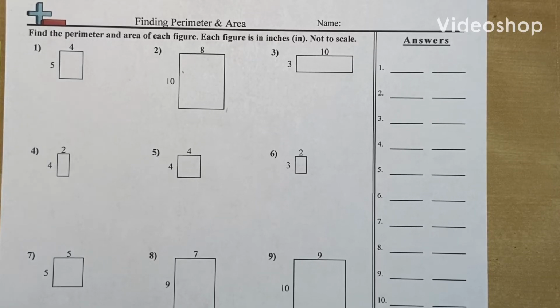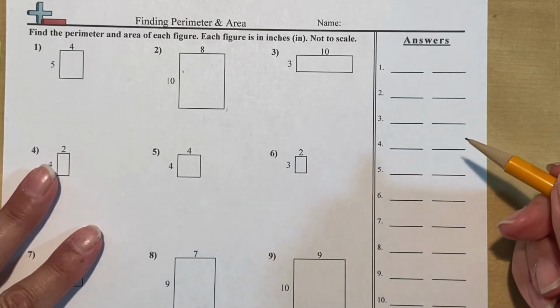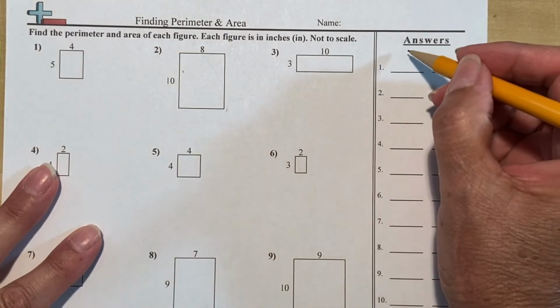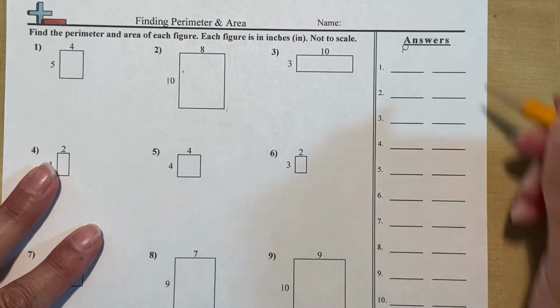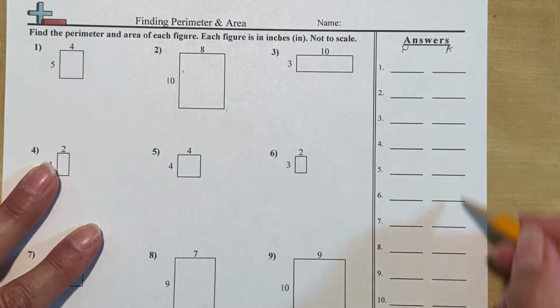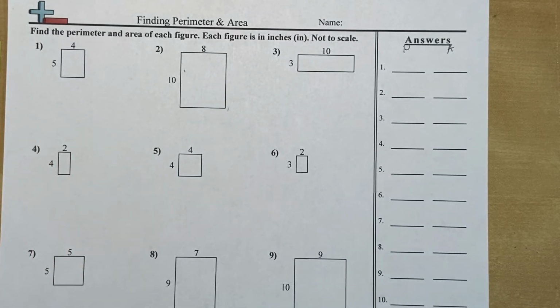So here's page 1. We're going to find the perimeter and the area for each of these shapes. The first thing I'm going to do is make a little notation up here that this column is going to be for perimeter and this column is going to be for the area of each of these rectangles and squares.